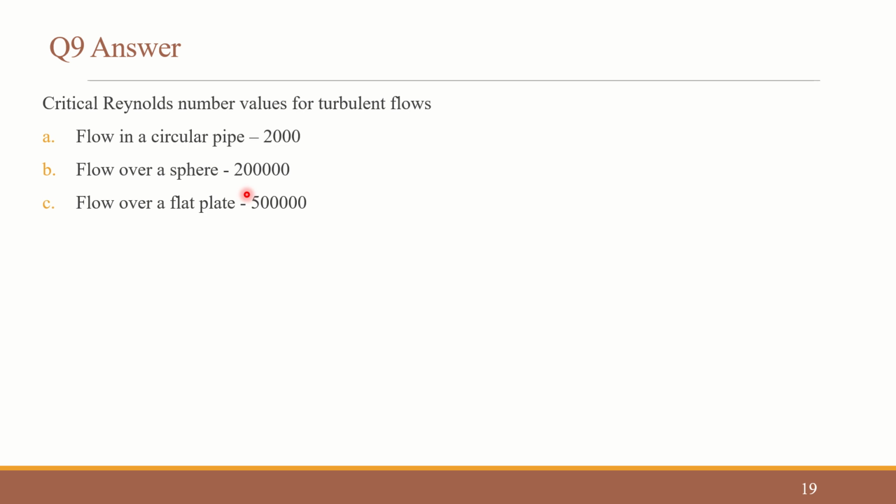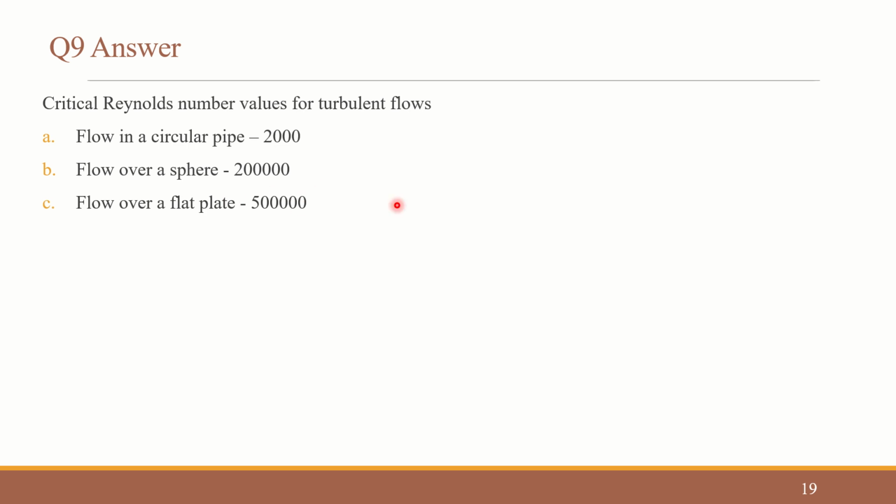And third one, flow over a flat plate, again the critical Reynolds number value is given as 5 lakh, whereas in the question it is given as 50,000. So the answer is only one. The first one alone is the turbulent case, the rest are not turbulent according to the Reynolds number given in the problem, because it is less than the critical values.